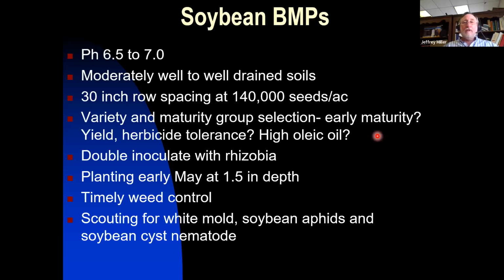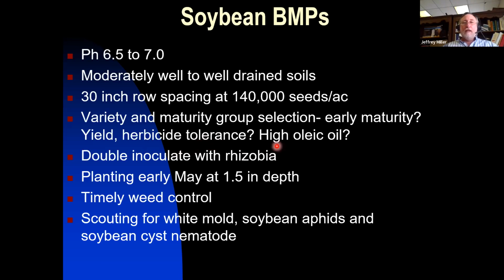You may want to choose some early maturity varieties, depending on what situation you have. If you have moderately well drained fields and you know that it's a hassle harvesting a lot of times in the fall, maybe you want to choose an early maturity variety to avoid that headache. Obviously, you're going to be looking at yields. If you have herbicide resistant weeds to contend with on your farm, maybe you're making your selection partially on a herbicide tolerant variety that you can use to control those specific weeds.